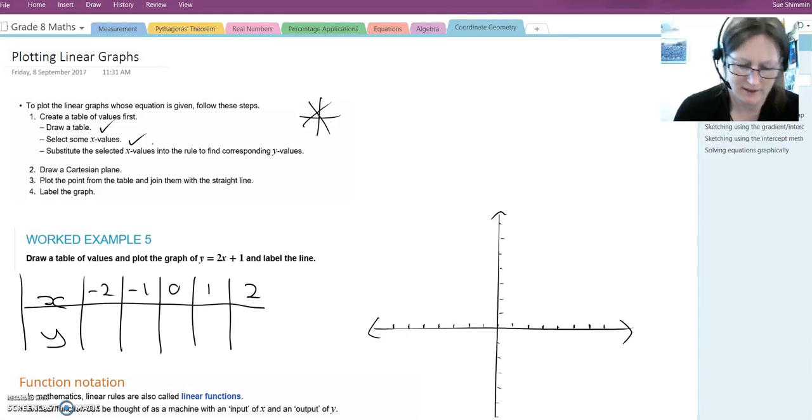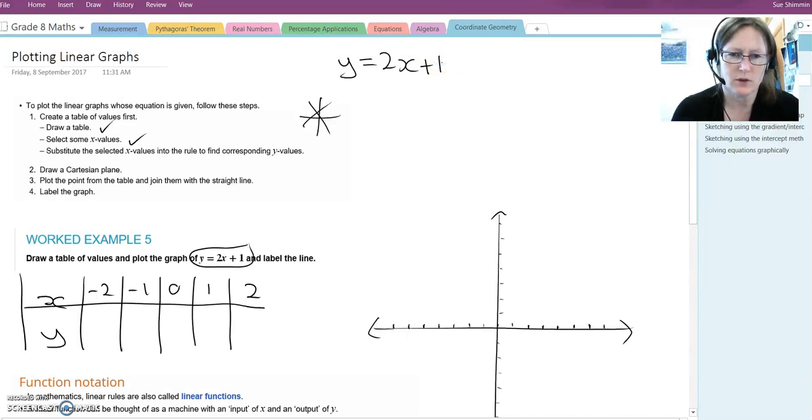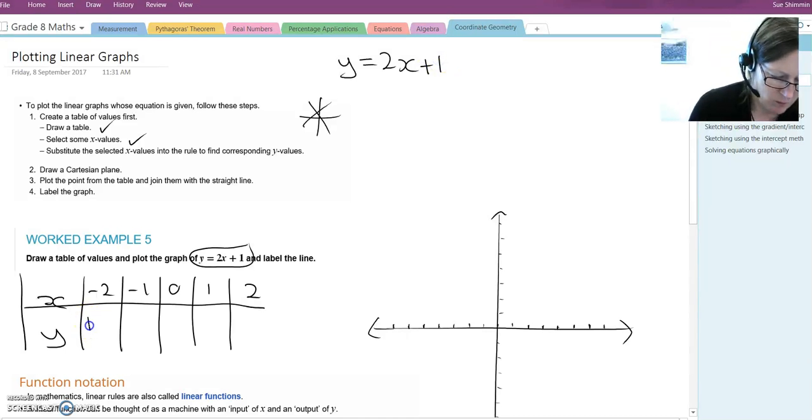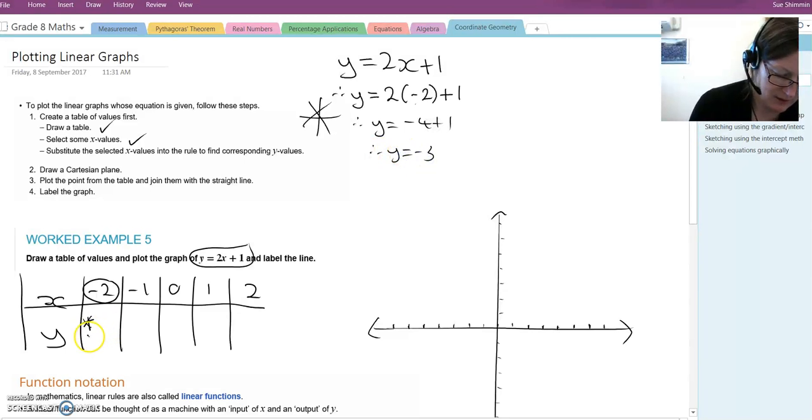So let me explain that. Here is the rule in this example: y is equal to 2x plus 1. And what I need to do is find what this y value is by substituting -2 in place of x. We did substitution in our previous topic. So instead of x, -2. Working that out, -4 plus 1, so y is -3. So when x is -2, y is -3.